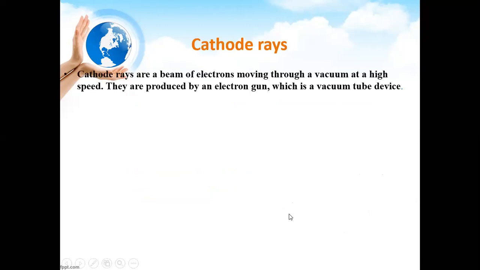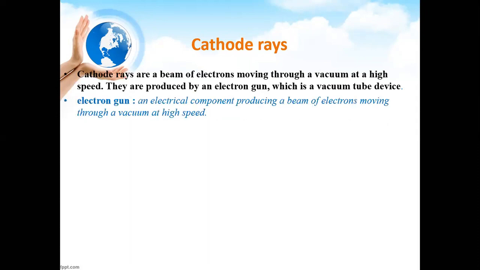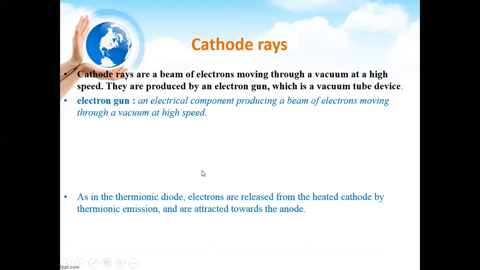The second one, let's move on. We are going to learn about cathode rays. Cathode rays are another type of vacuum tube. They are a beam of electrons moving through a vacuum at a high speed. They are produced by an electron gun. What is an electron gun? An electron gun is a component producing a beam of electrons moving through a vacuum at high speed. Okay, it should be at high speed. When we talk about cathode rays, they should be at high speed. If they are not at high speed, we're not going to be able to call them cathode rays.